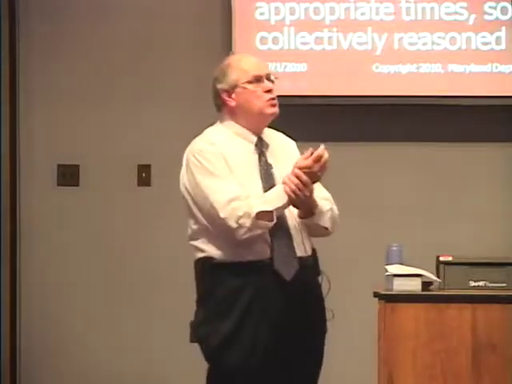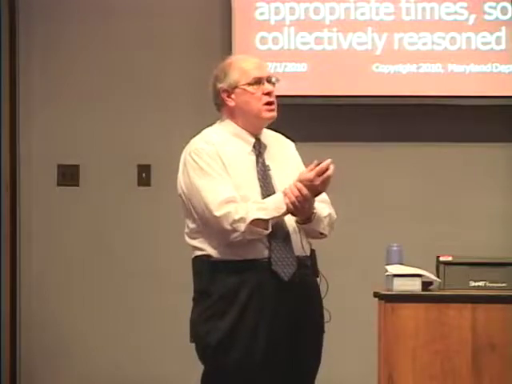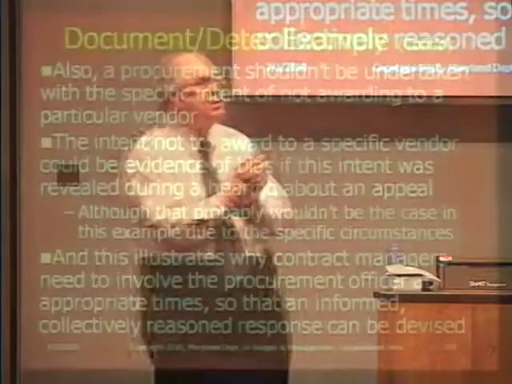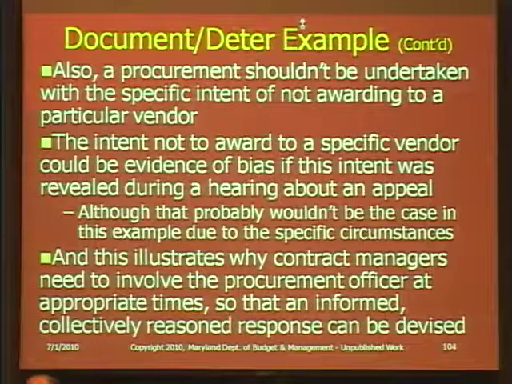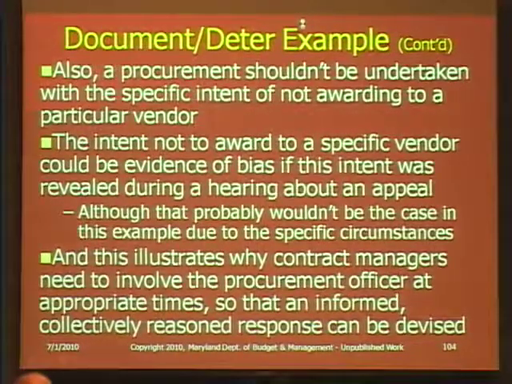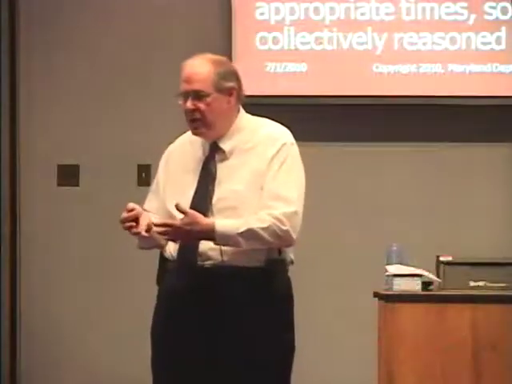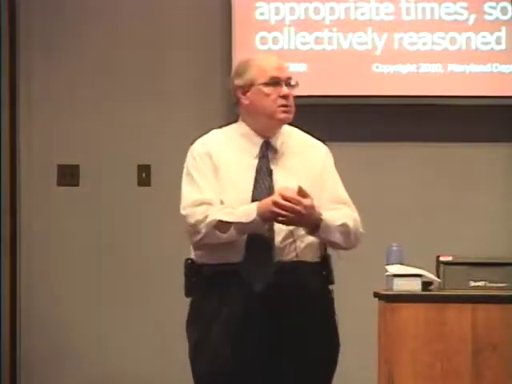The intent not to award to a specific vendor could be evidence of bias if this intent was revealed during a hearing about the appeal. If we would have gone on to the appeal and they'd have put someone on the stand and then someone would have said, yeah, we didn't want them from day one, they could have won their case right there. Although that probably would not be the case due to these specific circumstances. These circumstances may have been sufficient to evidence that, but we never should have gotten to this point.